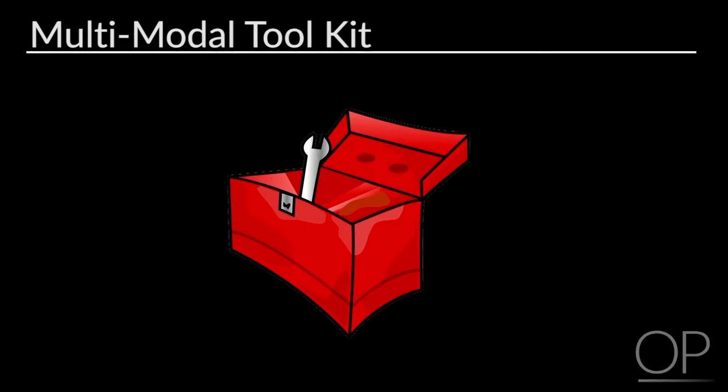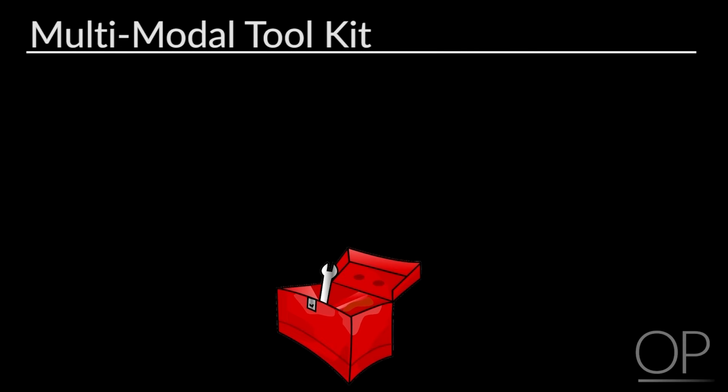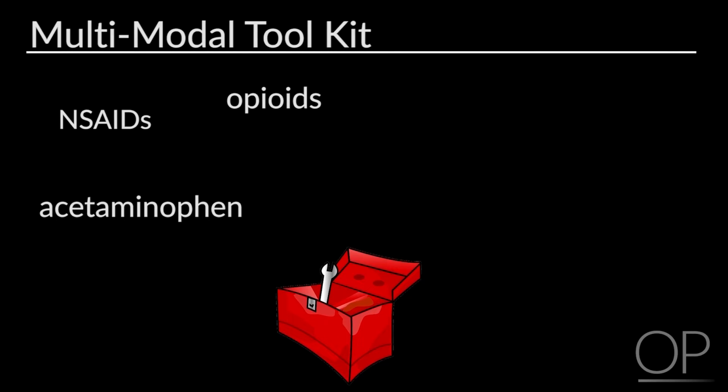The toolbox is another visual analogy that I often employ. Just as a carpenter will have various tools for various reasons, and you can't build a house unless you have all the right tools, we think about our approach to symptom management in the same fashion. Of course, we have our medications, we have NSAIDs, we have opioid medications, we have Tylenol. We also have adjuvant medications such as gabapentin.